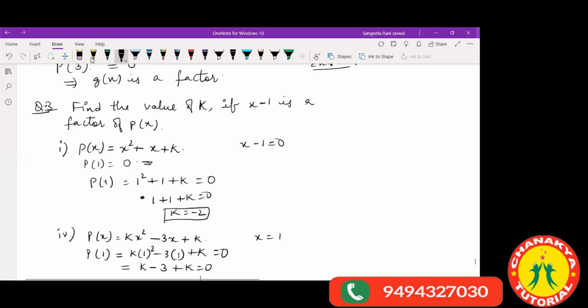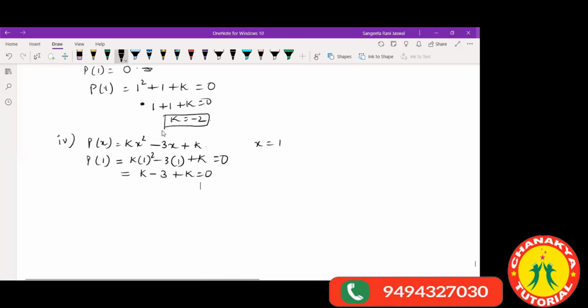Okay, so k plus k becomes 2k. And 3, when it goes on the other side, becomes positive 3. So from here, we can get the value of k. K is equal to 3 by 2. Right, children? Okay. Now you have 2 parts which are left. Those 2 parts you will do later as homework.